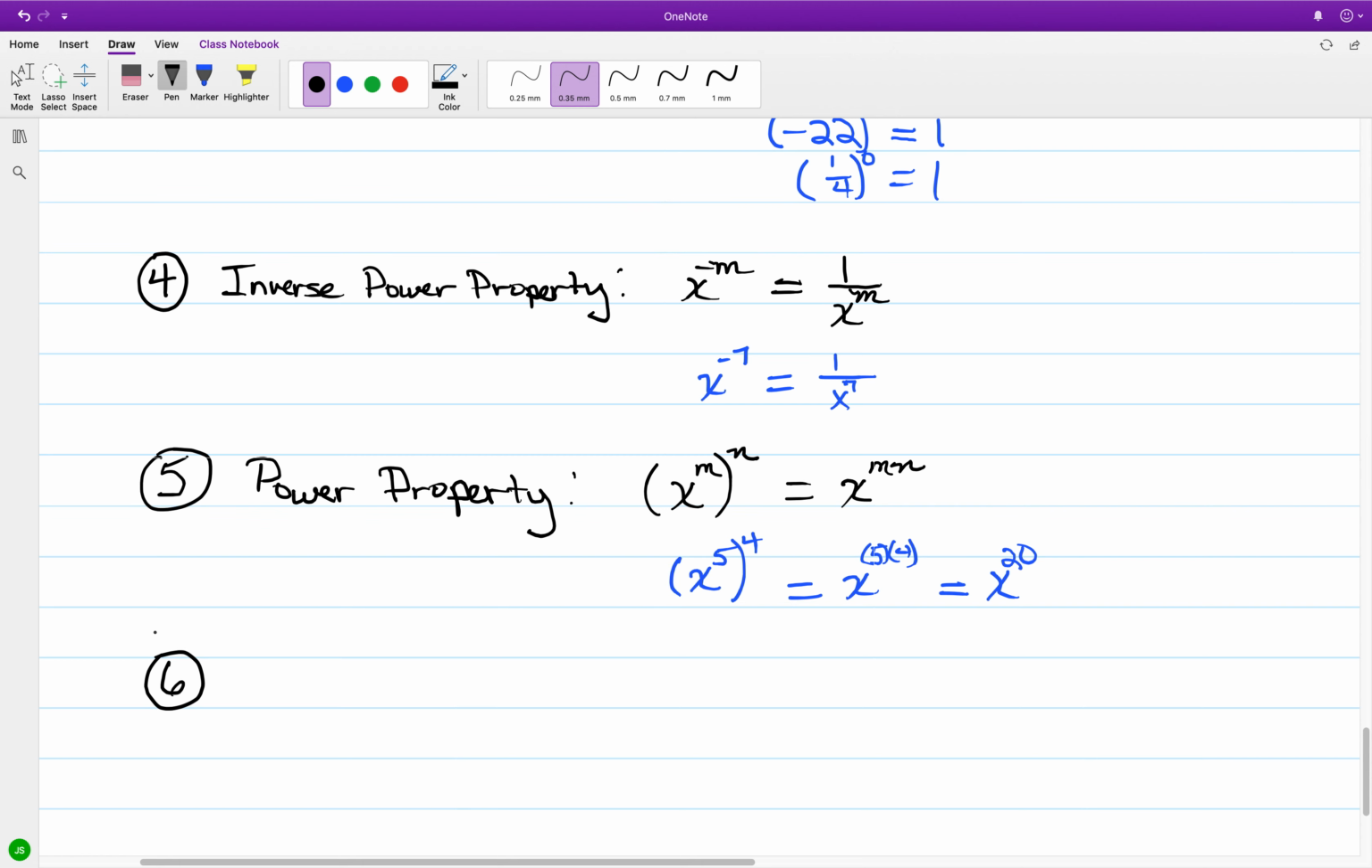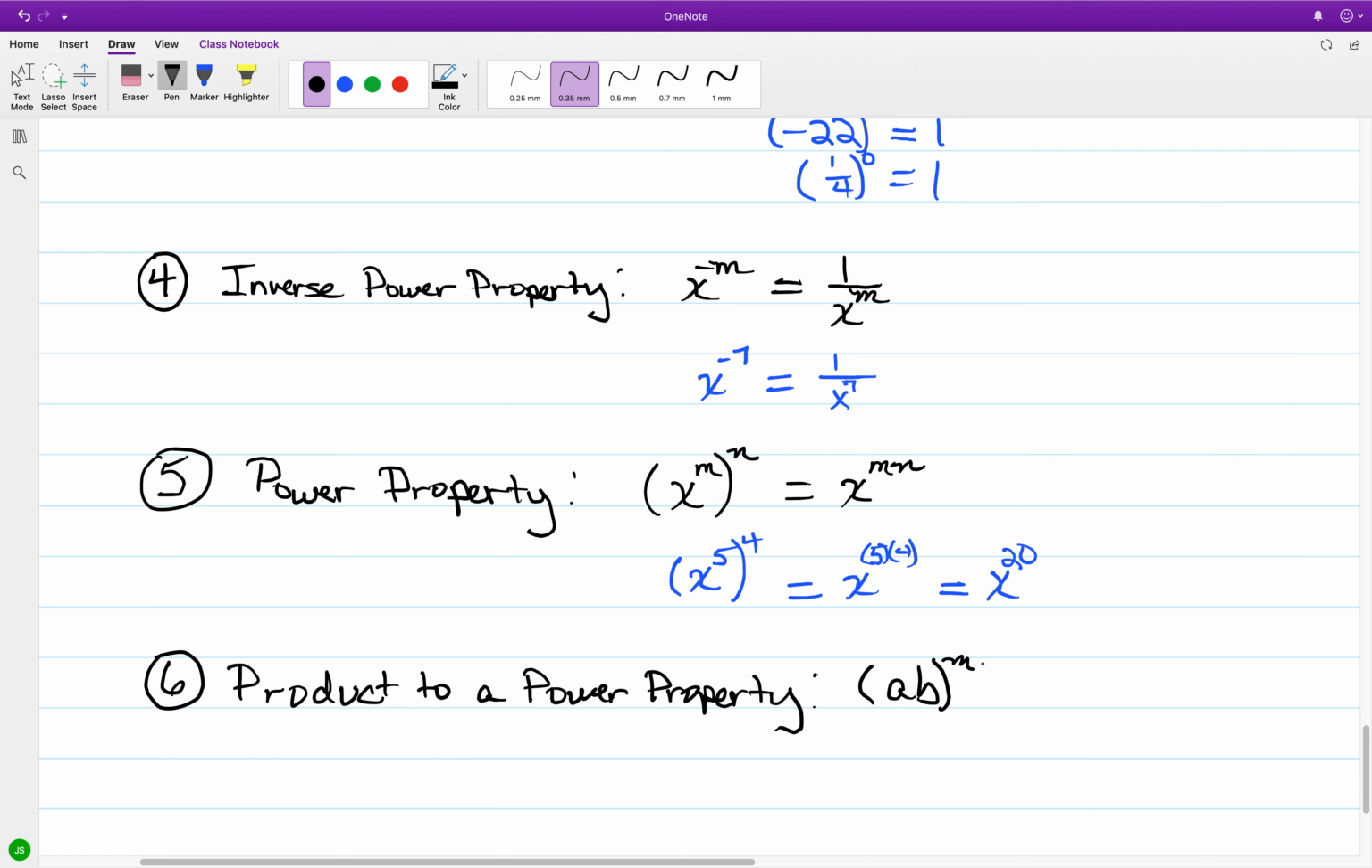And let's say that if we start to include more than just one variable, let's say if we have a product to a power property, so you have a times b raised to the m power. What's going to happen here to the m degree? Then we have each of the factors, so we have a to the m times b to the m.